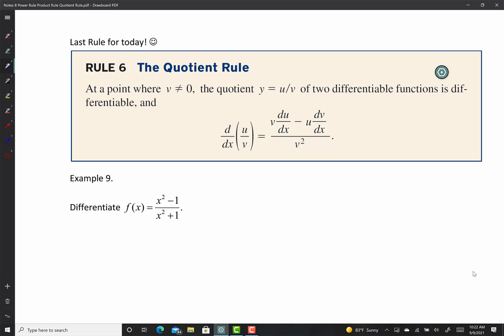There's a song. You want to hear the song? Yes. It goes, low D high minus high D low over low low. I don't even know if it's a song. Low D high minus high D low over low low. Low, bottom, D high, the D stands for derivative of the top, low D high, minus high, top, D low, D stands for derivative of the bottom, over low low. Low low means squared. Low D high minus high D low over low low.